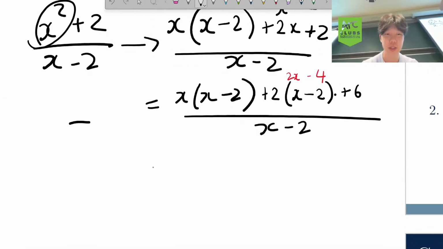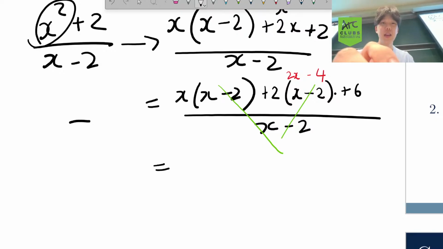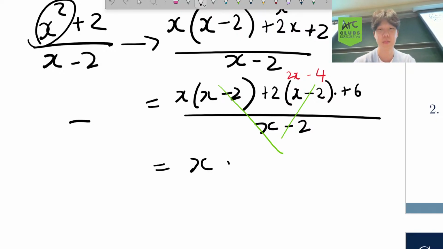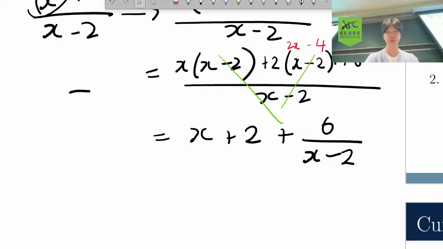Now if you notice, what I've done is I've turned the numerator into factors of x minus 2, such that I can just cancel it like that. So in the end, we have x remaining plus 2 plus, the 6 has no factors, so it just stays as 6 over x minus 2. Now this is what we get.